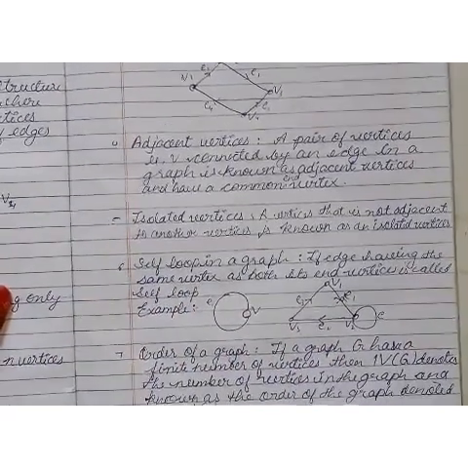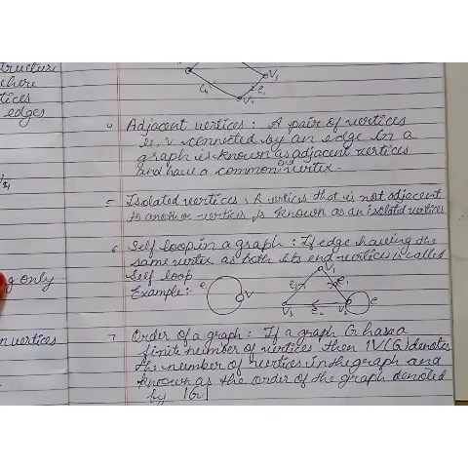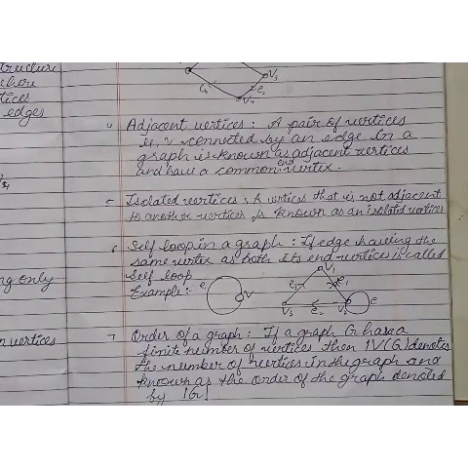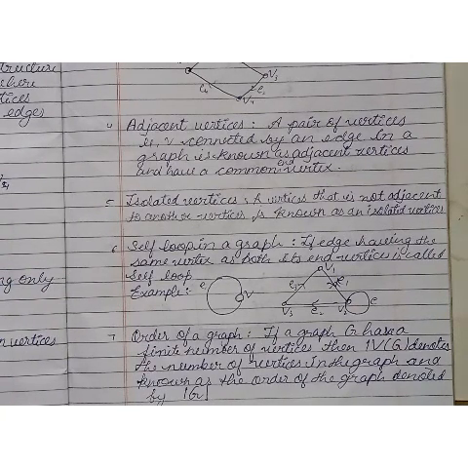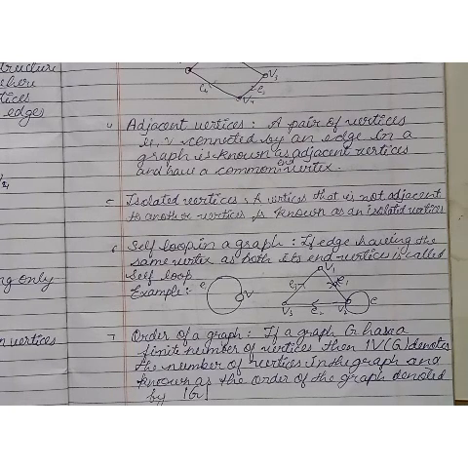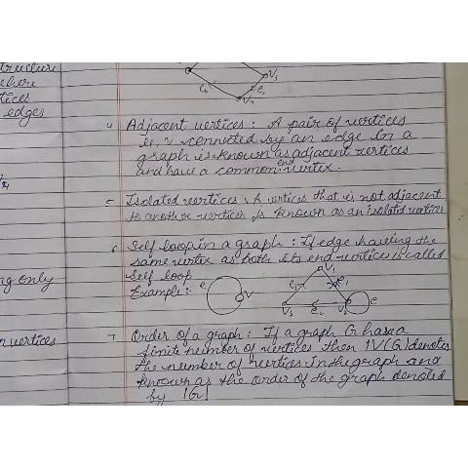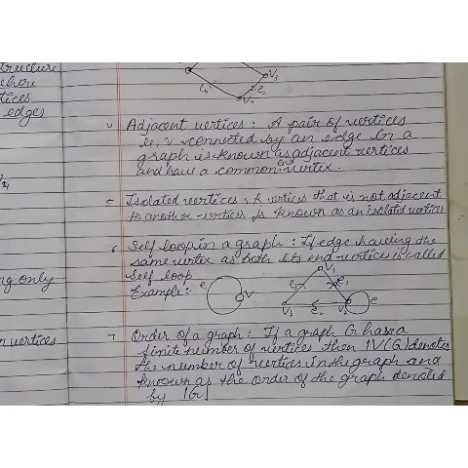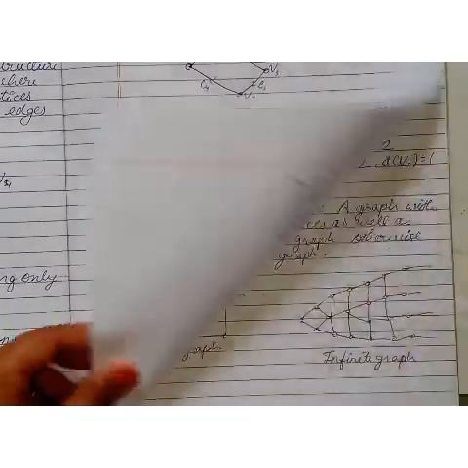Now the order of a graph. So what is the order of a graph? If a graph G has a finite number of vertices, then V of G denotes the number of vertices in the graph and is known as the order of the graph. Means how can we find the order of the graph? By counting the number of vertices in a graph. So this is the order.